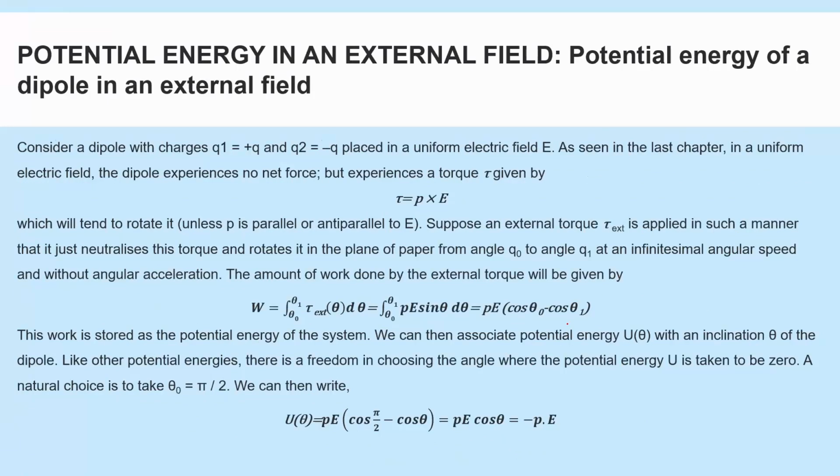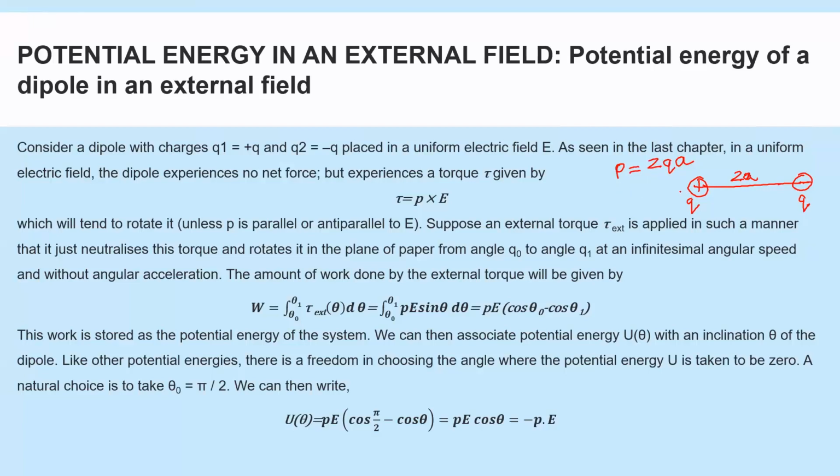Now we are going to consider the potential energy of a dipole in an external field. If you remember, in a dipole one is going to be positive and one is going to be negative. So suppose there are two charges, equal in magnitude, so both of them are Q, and the distance between them is going to be 2a. The dipole moment is given as 2qa. This is how we find the dipole moment.